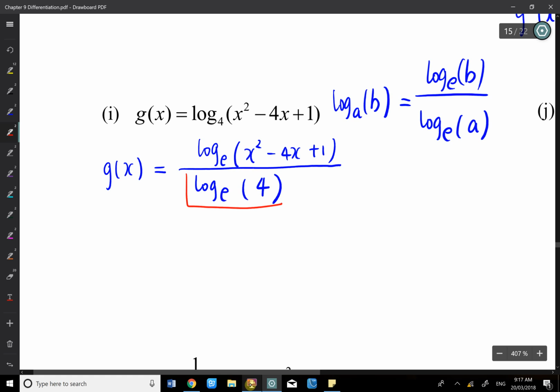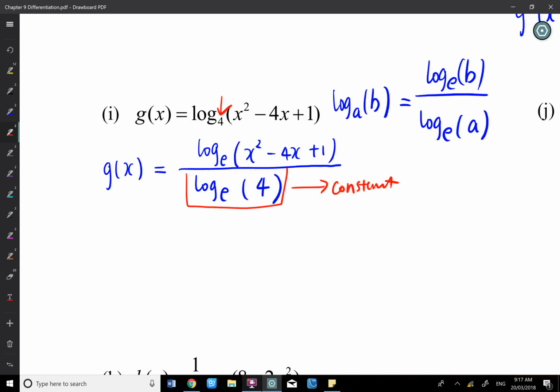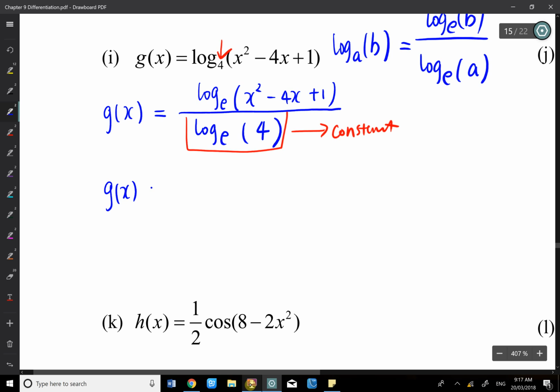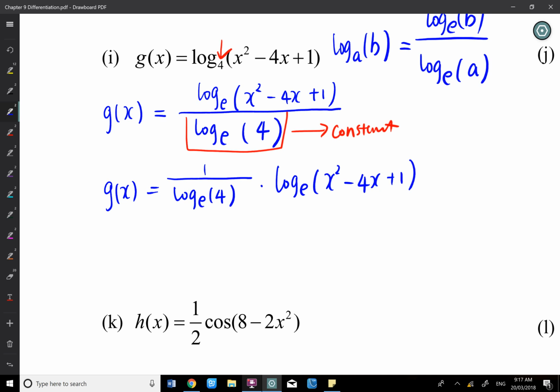After change of base, your denominator will be a constant. Because we have a numerical number here, log e of a numerical number is a constant. So we have a constant on the denominator. So g(x) is 1 over log e 4 times log e (x squared minus 4x plus 1). So I put the coefficient into the front to make it look a little bit better.